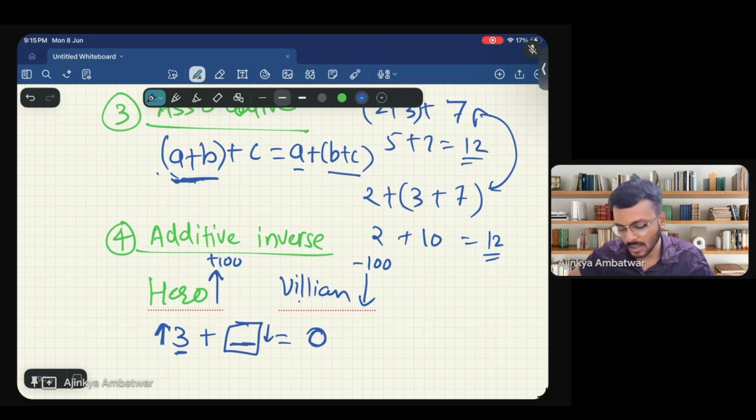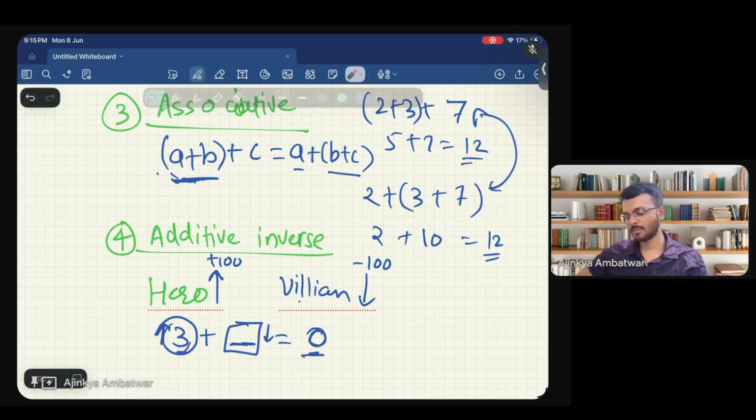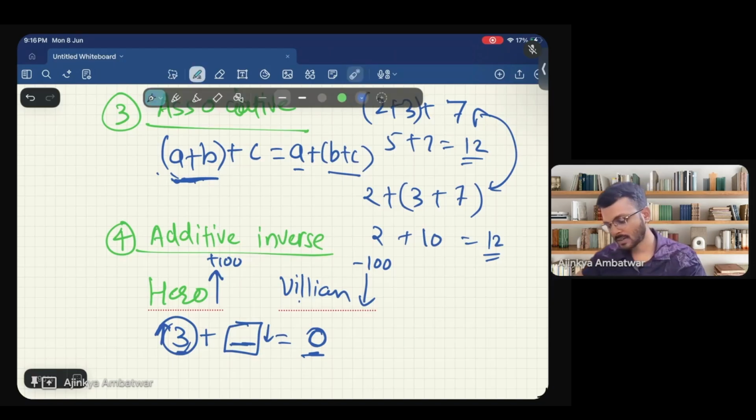Now, what is that magical number? If I add to 3, the answer will be 0. Tell me, what will be that magical number? If I add that number to this 3, my answer will become 0. कौन सा number होगा वो? Which number should I add to 3 so that answer will become 0? Minus 3. Very good. Minus 3. So this minus 3 is called additive inverse of 3.